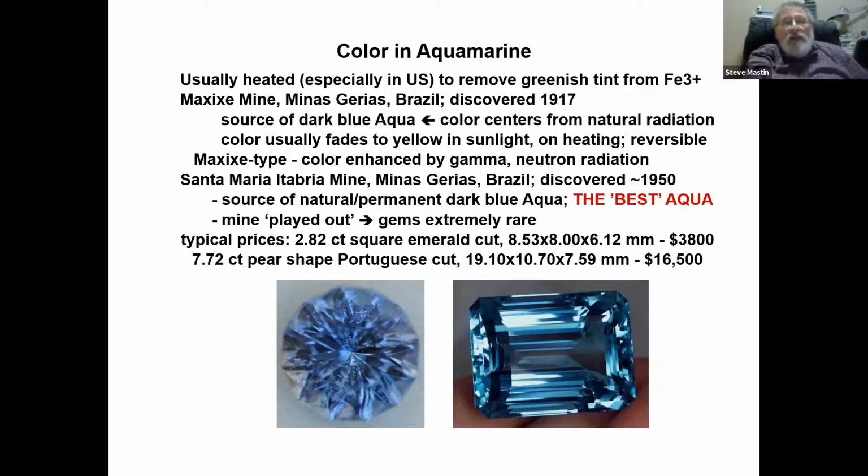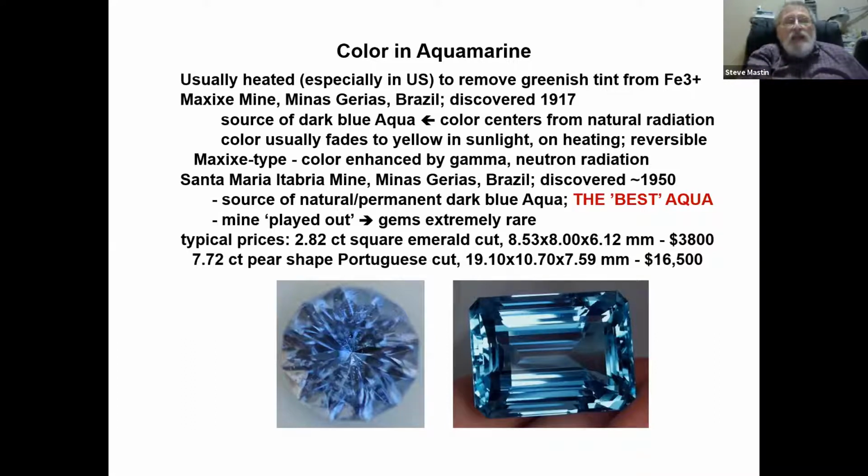And so here are a couple of typical prices. For a less than 3 carat square emerald cut, you can see that the surface area and the depth of the stone are measured to the 100th of a millimeter. That stone is worth about $3,800. And so more than $1,000 a carat.